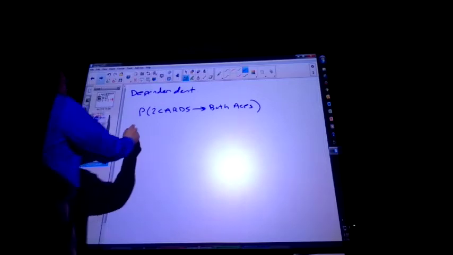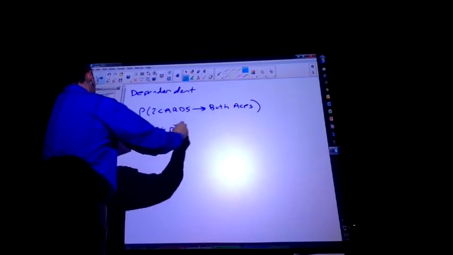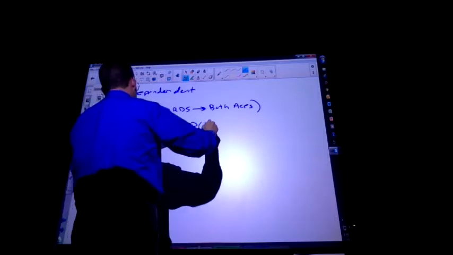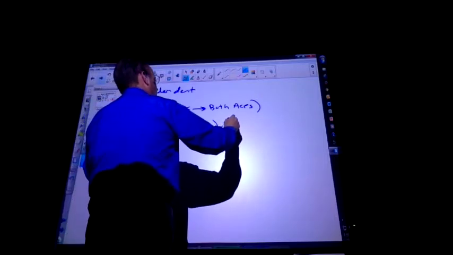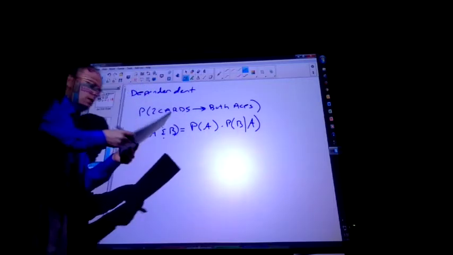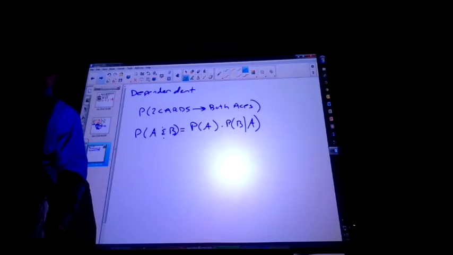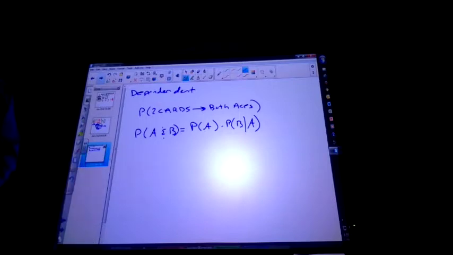So we have the probability of A and B is equal to the probability of A times the probability of B such that A. That means that A and B are dependent. So the first event has to happen for the second event to take place.